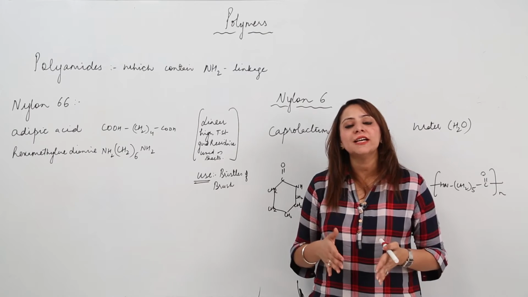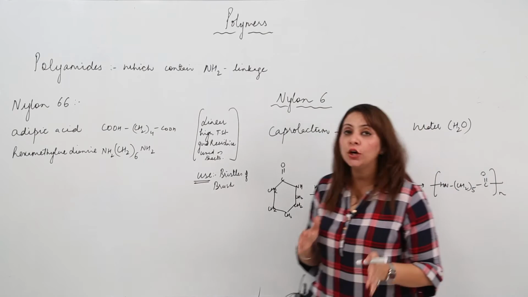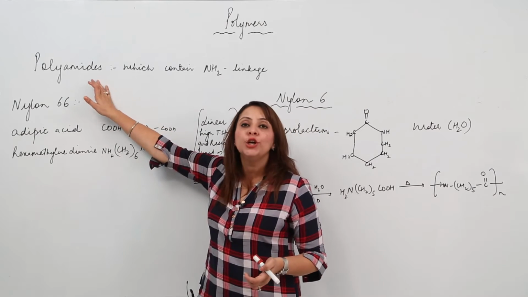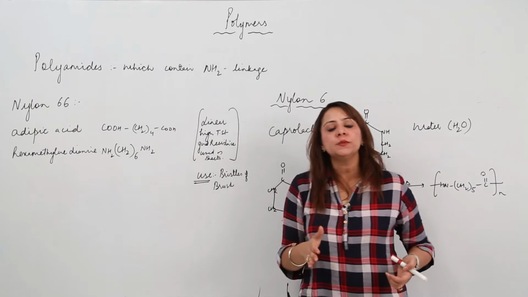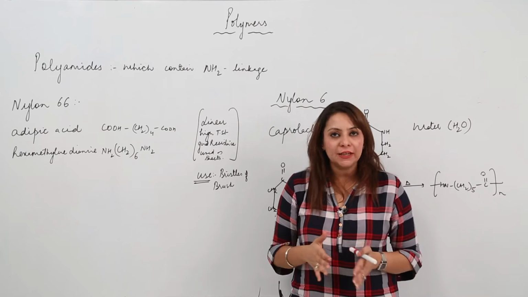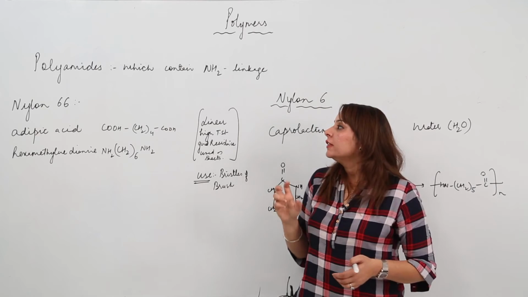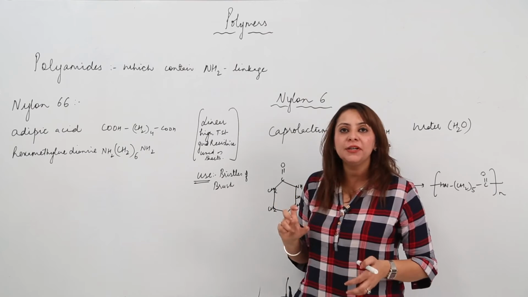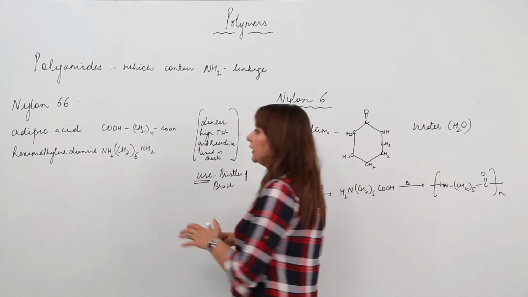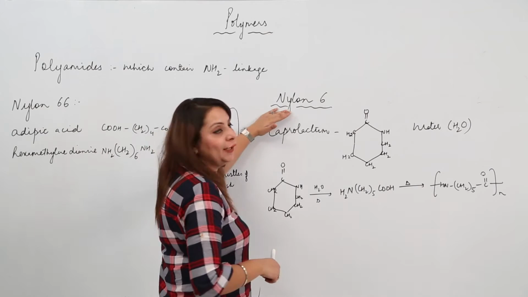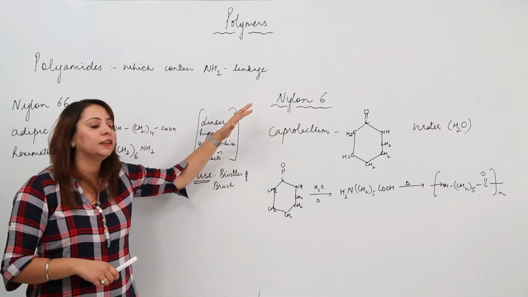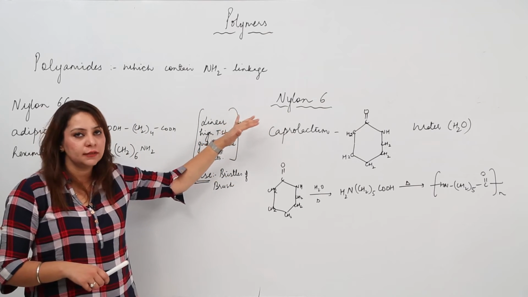Now we are going to start with an example of polymer which belong to a class of polyamides. So polyamides are basically those polymers which have amide linkage in them. That means they have NH2 group in them. The examples which fall under this category are nylon 66 and nylon 6. These are often important questions which you get in the paper.